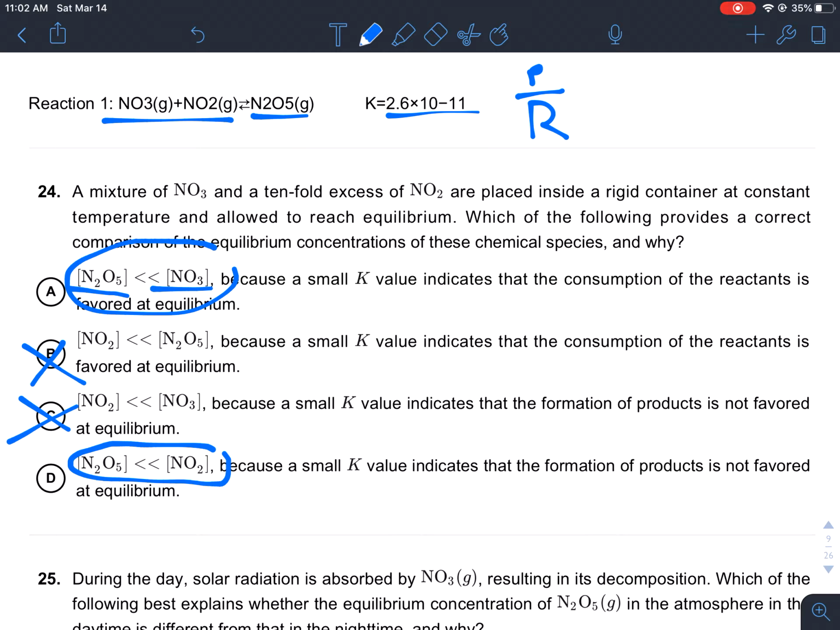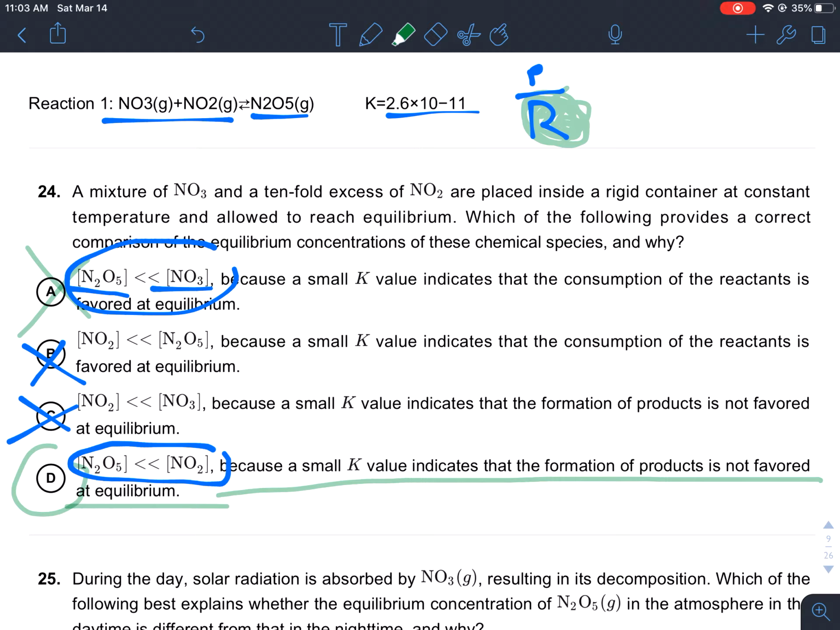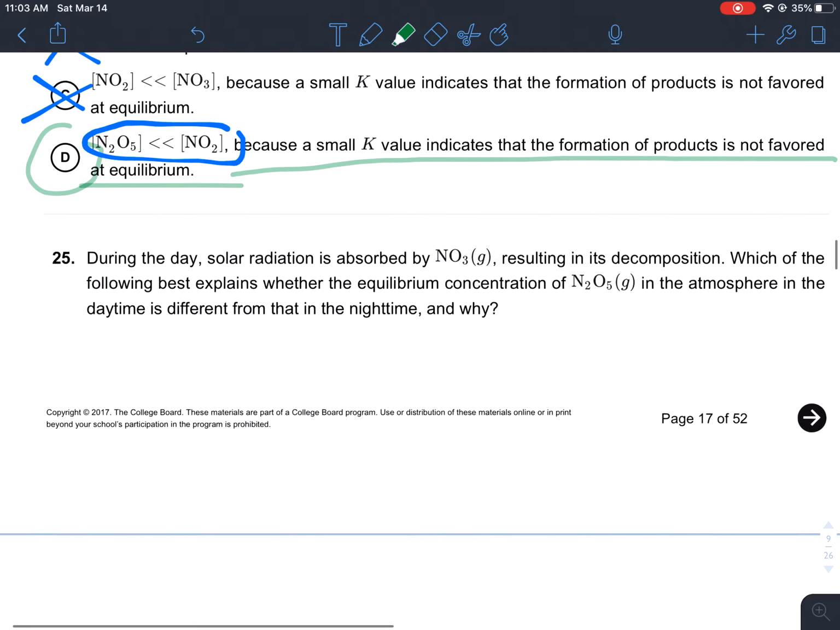N2O5 is less than NO3 because the K value indicates that the consumption of the reactants is favored at equilibrium. No, the production of the reactants is favored at equilibrium. We want more reactants, right? We don't want to consume these and get rid of them. We want to produce them. So this answer is incorrect. By default, D should say the opposite, because a small K value indicates the formation of products is not favored. The formation of the reactants is favored at equilibrium. Correct answer is D.